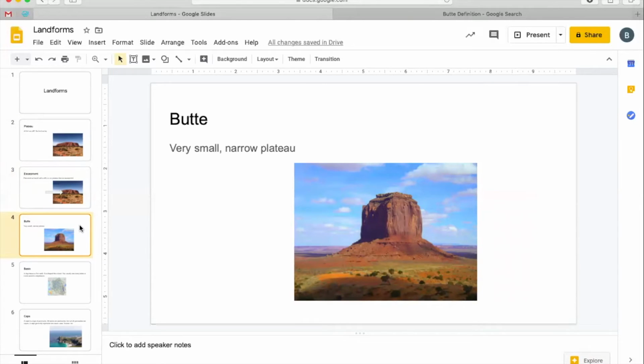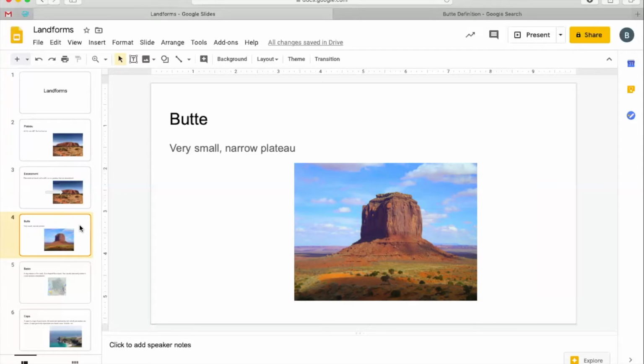So now that we've got plateau and escarpment, let's take a look at this. I'm sure a bunch of you just said butte. It's not a butte, it's a butte. So you can see that it looks just like a plateau. In fact, it is a plateau. All buttes are plateaus. Not all plateaus are buttes. Here you can see that it is very narrow, very, very small.